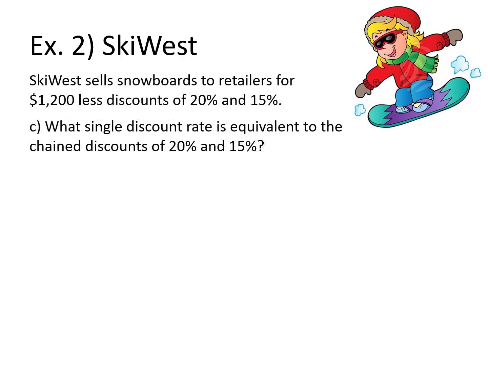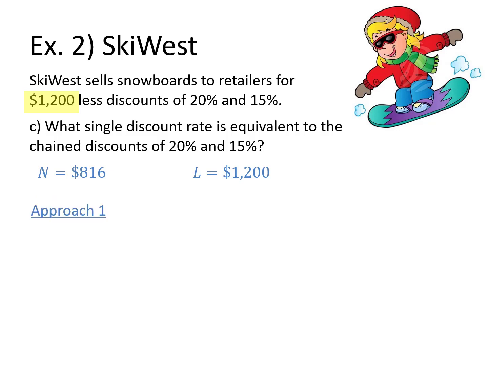Part C. What single discount rate is equivalent to the chained discount of 20% and 15%? So what is the overall discount if I were to apply just one number? What is the overall discount they're getting on these snowboards? Well, we know that the net price, that final cost, is $816 and that the list price is $1,200. So what is the singular discount rate to go from $1,200 to $816?